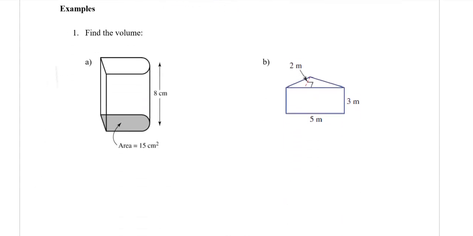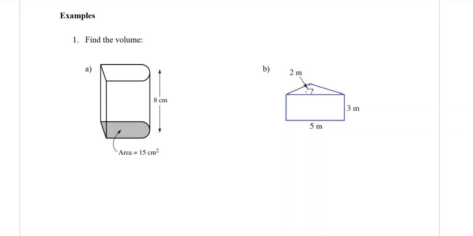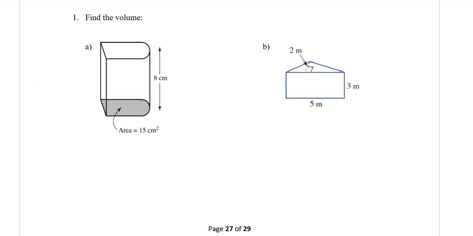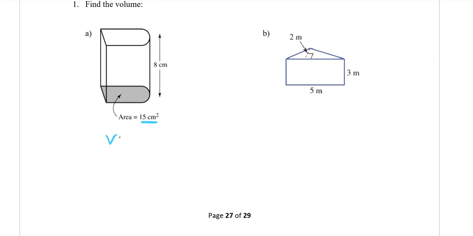Okay, so let's look at a few shapes. Question number 1, find the volume. This first shape actually looks quite complicated, but we don't need to calculate the area of the end. We are already told that the area is 15. So, because that's a prism, we go straight to the V equals AH formula, and we're going to times the area, which is 15, by the height, which is 8. 15 times 8 is 120 centimeters cubed, because it's volume.